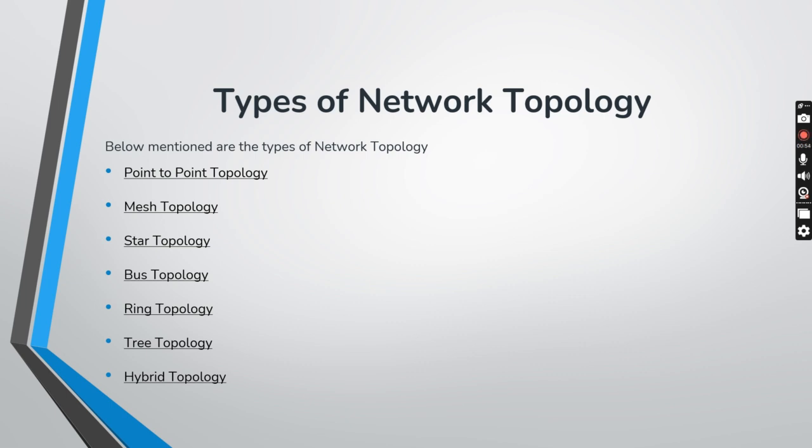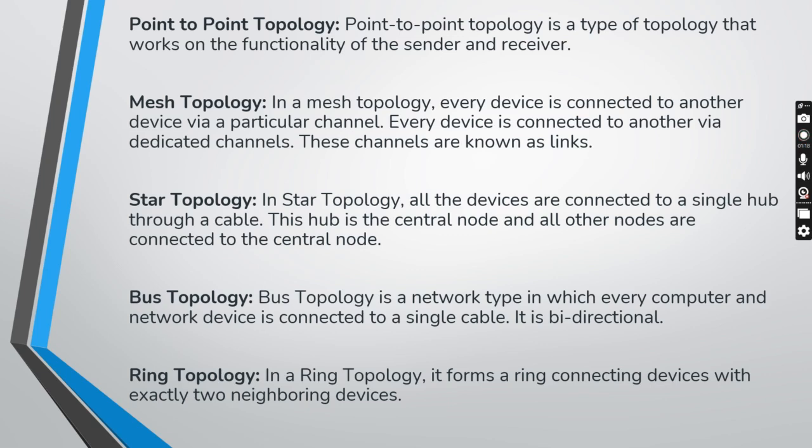Let's discuss the types of network topology. So below are the types of network topology. First one is point-to-point topology, mesh topology, star topology, bus topology, ring, tree, and hybrid topology. Let's discuss in brief about one-to-one. First one is point-to-point topology.